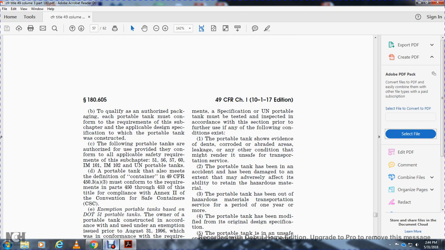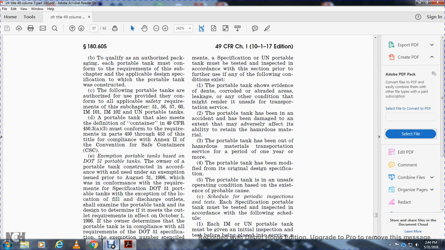One, the portable tank shows evidence of dents, corrosion, abrasion, leakage, or any other condition that might render it unsafe for transportation. Two, the portable tank has been in an accident that has damaged it to an extent that may adversely affect its ability to retain the hazardous material. Three, the portable tank has been out of hazardous material transportation for a period of 1 year or more. Four, the portable tank has had a modification of the original design specification. Five, the portable tank is unsafe for operational condition based on existing probable causes.